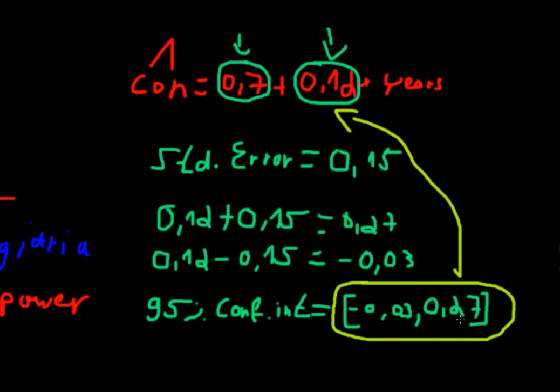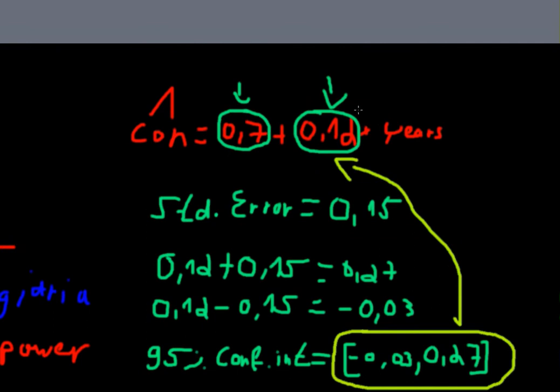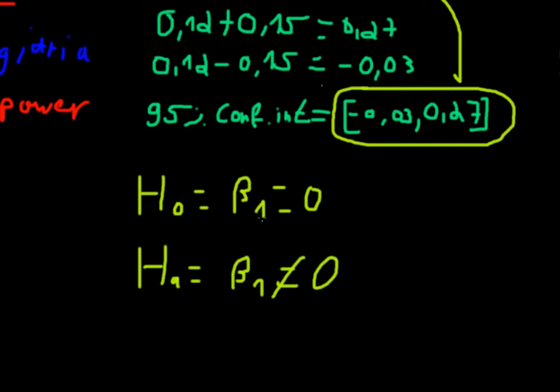So let's formulate this as a hypothesis. Remember, we need a null hypothesis and an alternative hypothesis. So how would you formulate such a hypothesis? Well, I'd say the null hypothesis, H0, would say the coefficient, let's say this is beta 1, is in fact equal to 0. The alternative hypothesis, HA or H1, could be that the coefficient beta 1 is not equal to 0. So these are our two hypotheses. The null hypothesis states that the coefficient is equal to 0, and the alternative hypothesis states the coefficient is not equal to 0. So it's either above 0 or below 0.